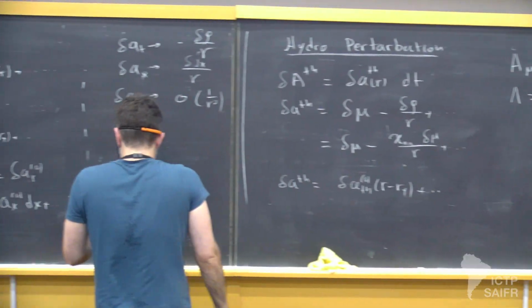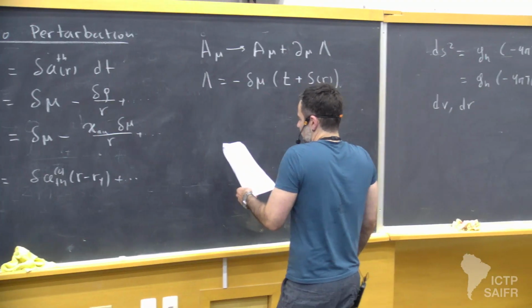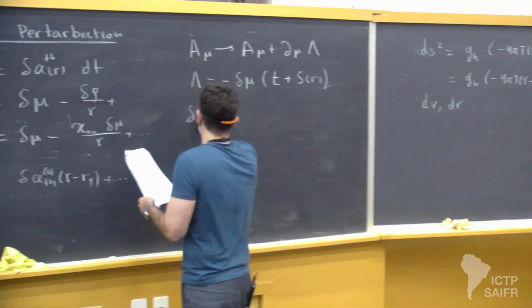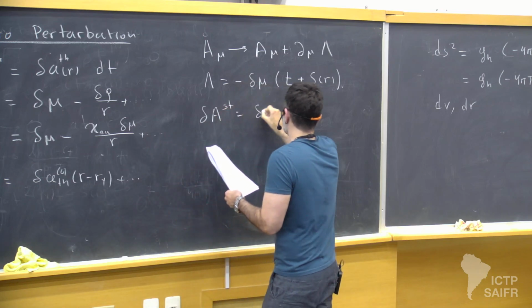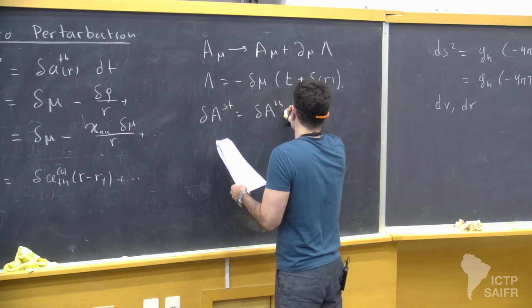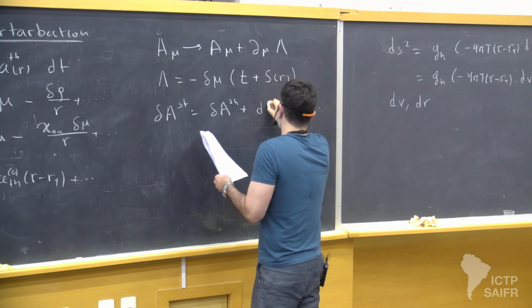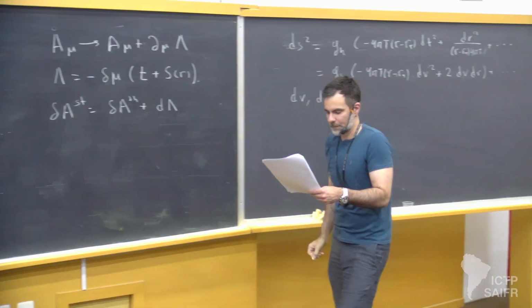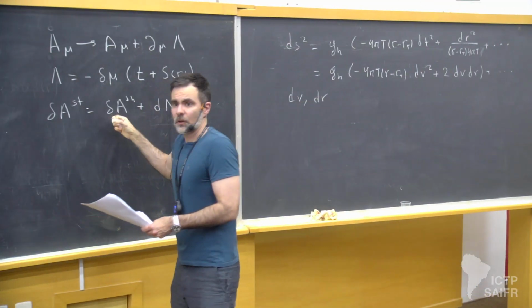So that lets me write down a static solution, which is basically the thermodynamic perturbation plus this gauge transformation. That's the zeroth order solution.